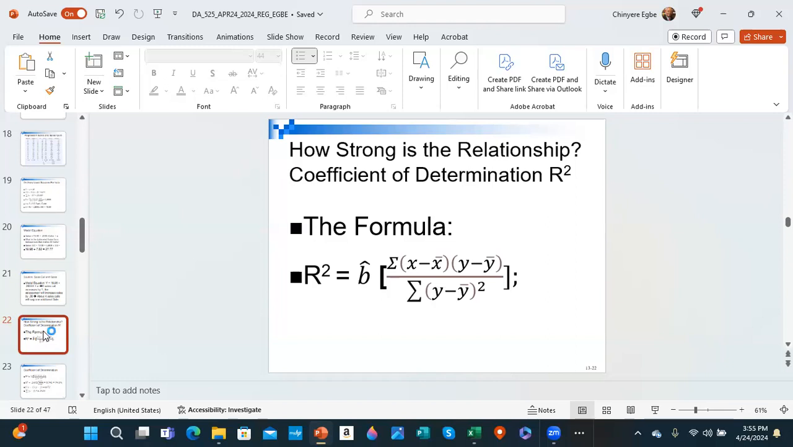Somebody might be good at talking people into buying what they're proposing to sell. Somebody might not be that good. Some salespeople will be better at it. Others will not be just as good. And so we ask ourselves, how strong is the relationship? To what extent does sales calls alone explain the number of copiers that are sold?